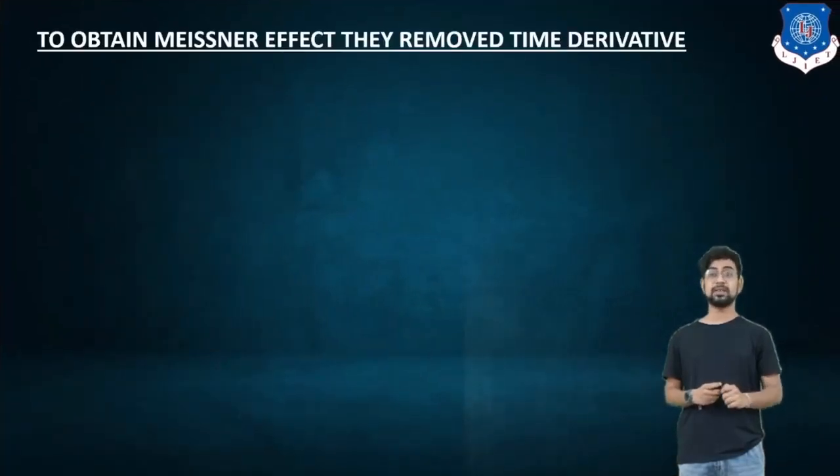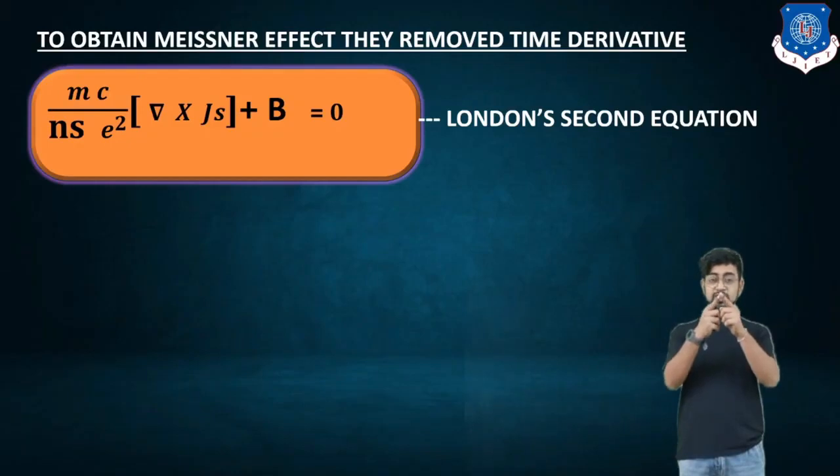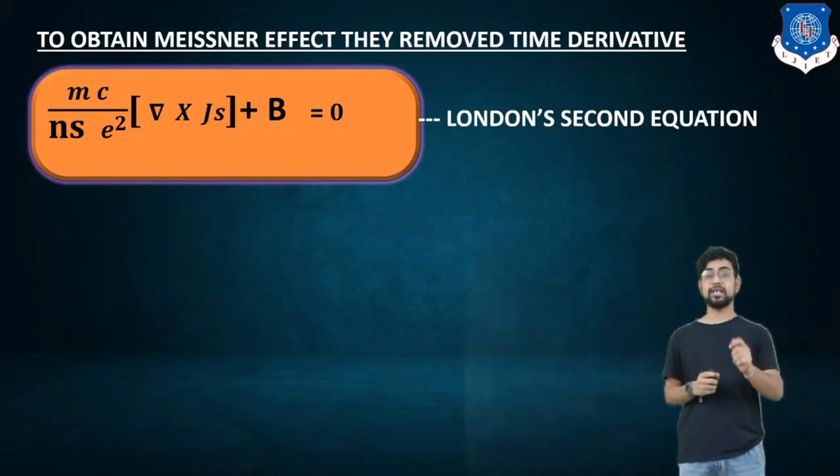After that, to obtain the Meissner effect, they removed the time derivative. Actually, the London brothers were going after the Meissner effect. They never wanted to prove the London penetration depth or something like that; that was just an observation. So while finding the Meissner effect, they took out the time derivative, dt. The final equation we get is mc upon ns e square times curl of Js plus B equals 0, and they named it the London second equation.